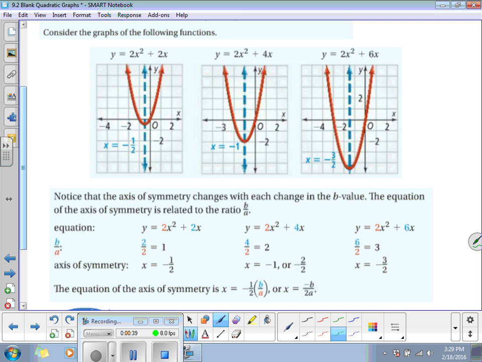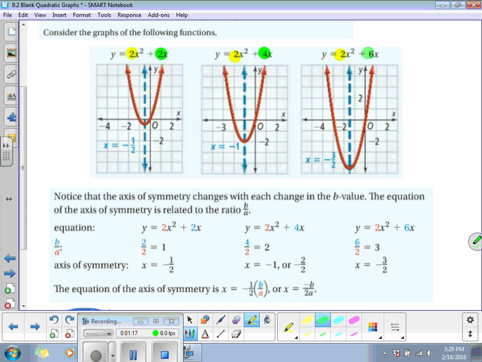So, looking at the first picture, we've got an A and we've got a B. So, here's our A, there's our B. Same thing with the others. The A is the first one, and the B is the second one, the coefficient of the second term. Now, notice that the axis of symmetry changes with each change in the B value. The equation of the axis of symmetry is related to the ratio of B over A.